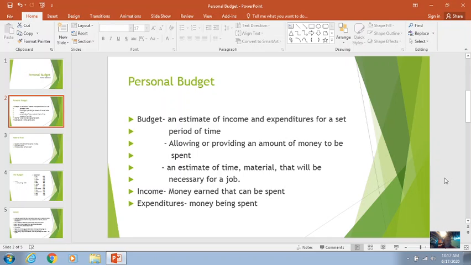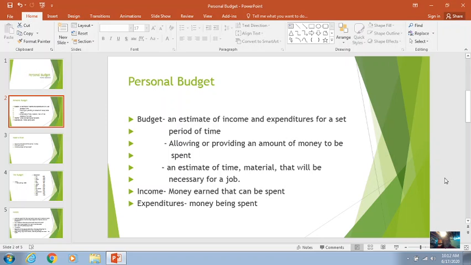I threw that last one in there just in case you have an employer who talks about budgeting for a job. That's what they're talking about, is maybe how much time you need to do a job or how much material might need for that job. But anyway, we're talking about money and we're talking about you.